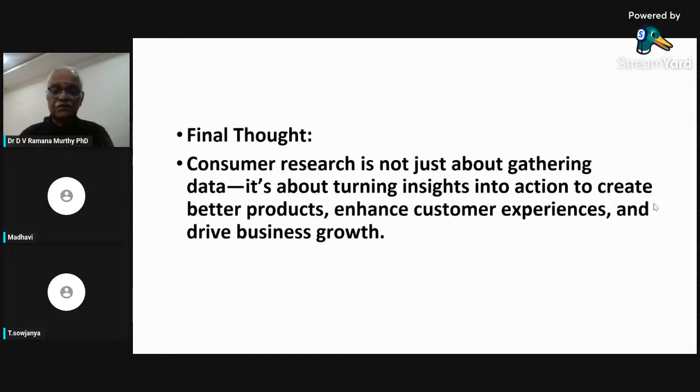That means insight is what we try to know: what the customers feel, how the customers are preferring our products, how the competitors are leading the markets. So these insights must be turned into actions. Actions means your marketing decision variables, product, price, place, promotion, to create better products, enhance customer experiences, and drive business growth. That is very, very important.